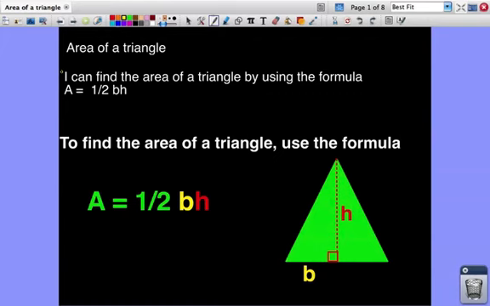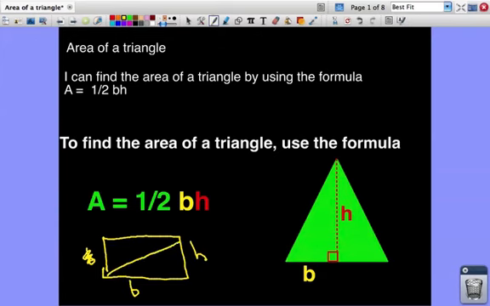The reason we have that formula is because if you look at a rectangle here, to find the area of a rectangle, we would just do area equals the base times the height. But if we cut this rectangle in half like this, now I have two triangles. If I find the area of just this one triangle, it would be half of the base times the height because it's only half of a rectangle. So that's where we get this formula, because any two triangles you put together will give you a parallelogram.